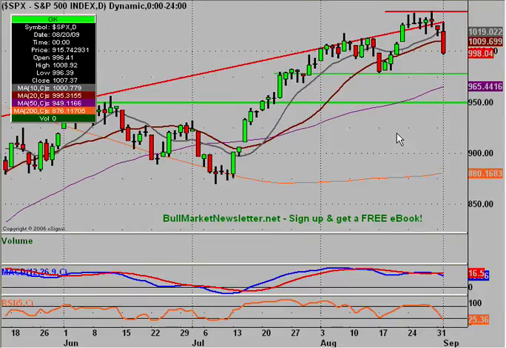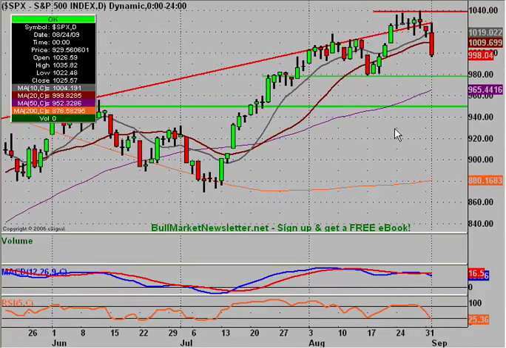So hopefully we'll, if anything, see a bounce off this level, but only time will tell, and we'll see what the chart does the rest of this week.